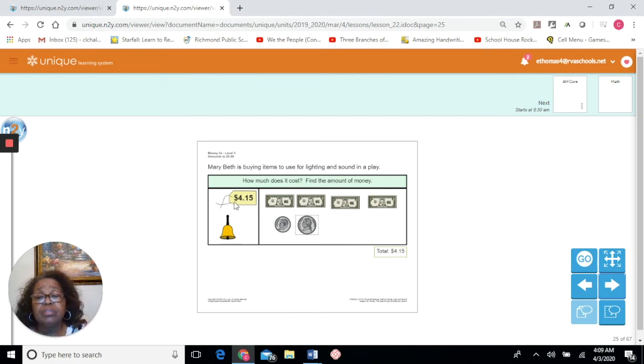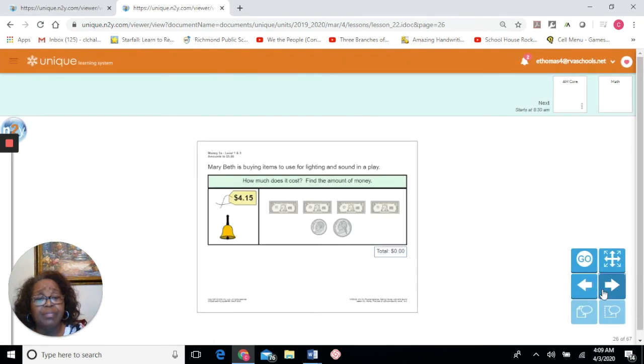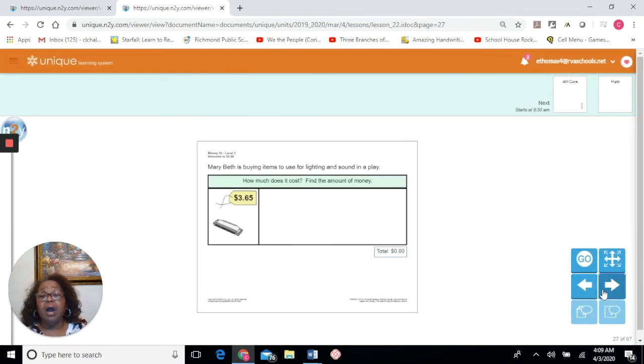We were able to see that we have whole numbers on the left side of the decimal. We have less than a dollar on the right side of the decimal, and yet we were still able to satisfy our problem. Let's see if we can do another one. I'm excited about this. $3.65. Mary Beth is buying items to use for lighting and sound in a play. How much does it cost? Find the amount of money.